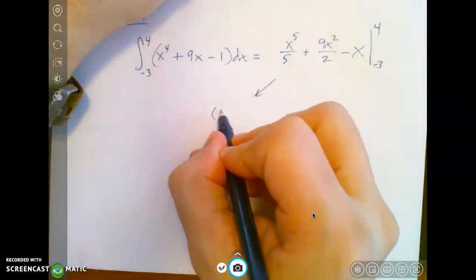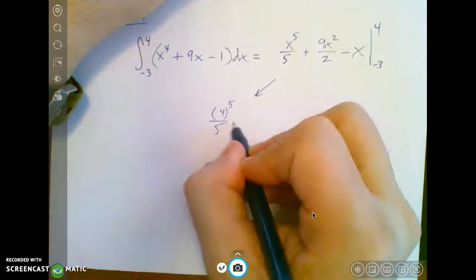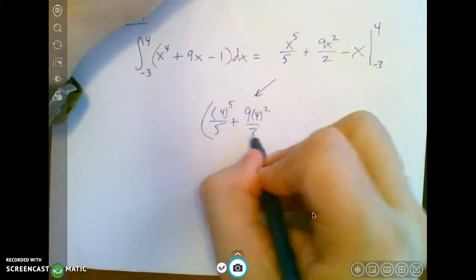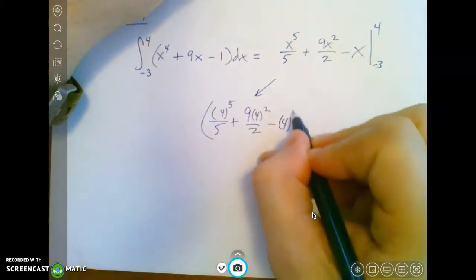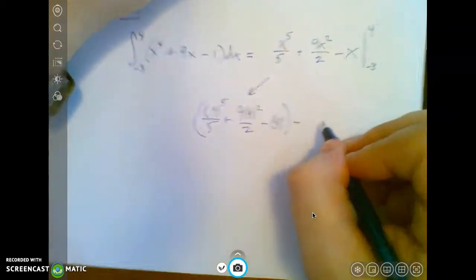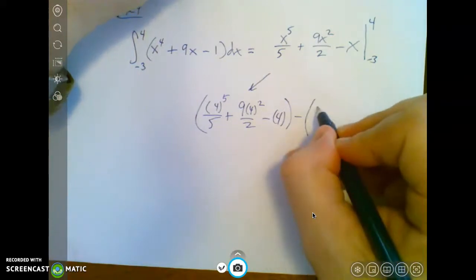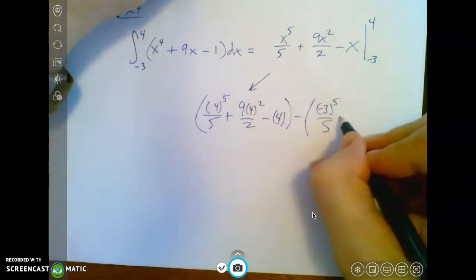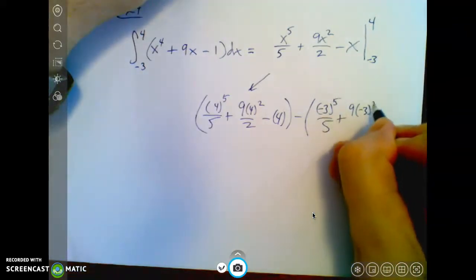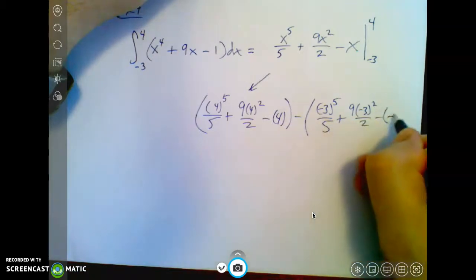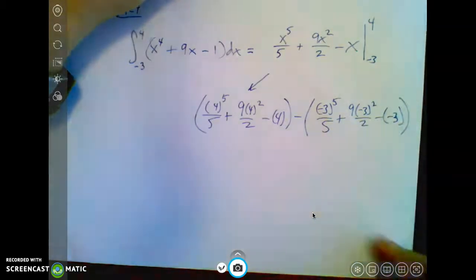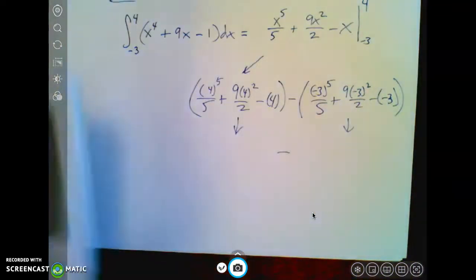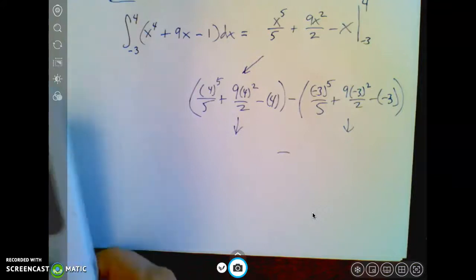You're going to write 4 to the 5th over 5 plus 9 times 4 squared over 2 minus 4. If you don't use parentheses here, I bet you get it wrong. Really, it's on the back part, because -3 to the 5th over 5 plus 9 times -3 squared over 2 minus -3. Okay, just take your time and write them out and subtract them at the end. Just do it. You will be better for it.